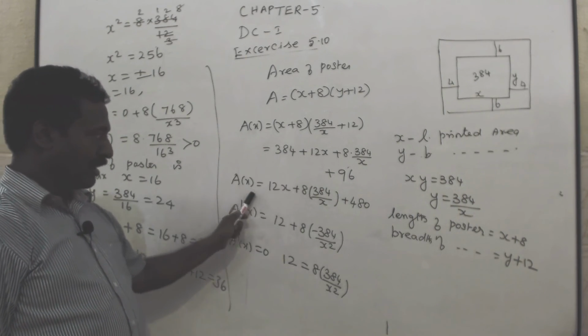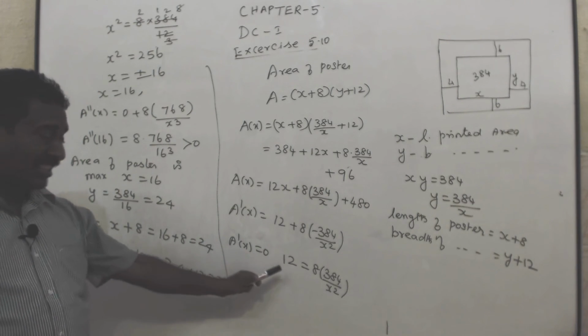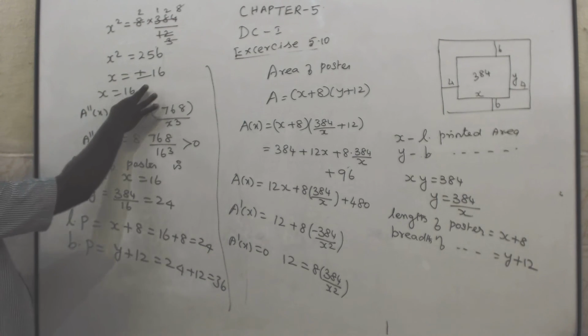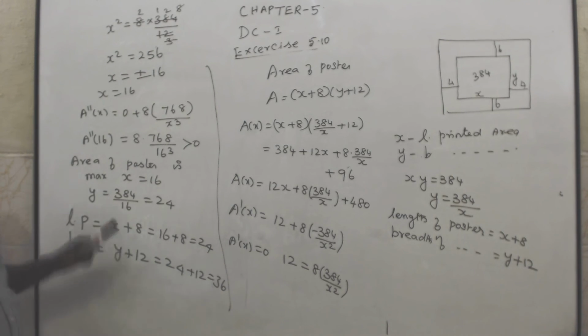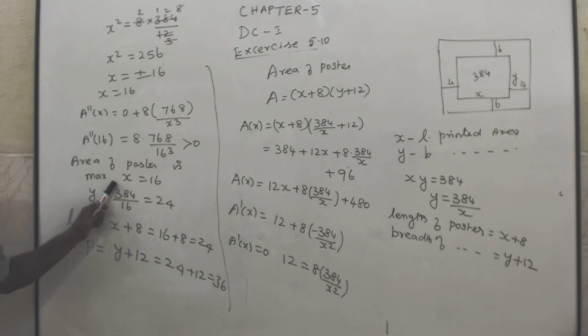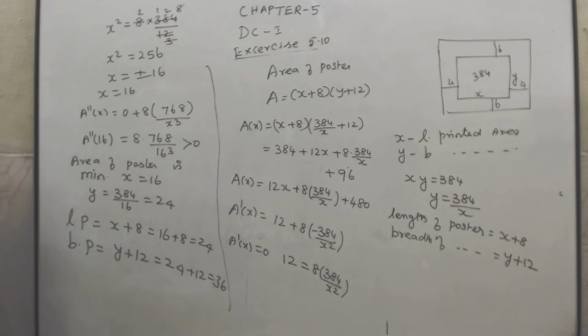Multiply. You will get this result. A dash of x, A dash of x equal to 0. Simplify, we will get x is equal to plus or minus 16. Length always positive. A double dash of x, simplify, we will get the result. Positive means area of poster is maximum or minimum? Here be careful, it is not maximum, it is minimum at x is equal to 16. y equal to 384 by 16, 24.